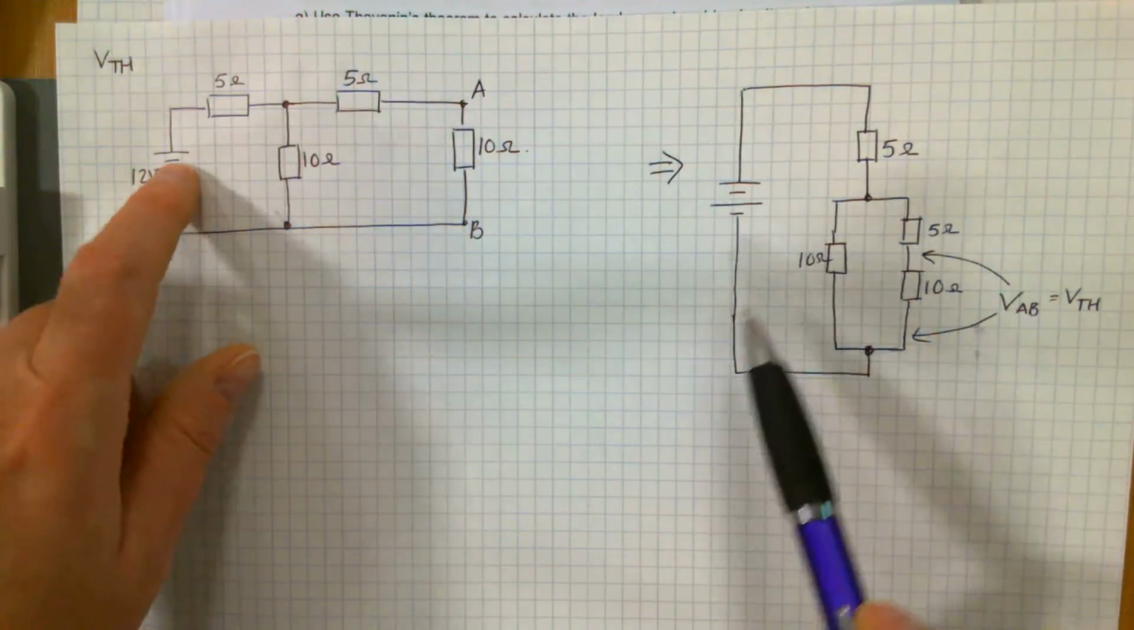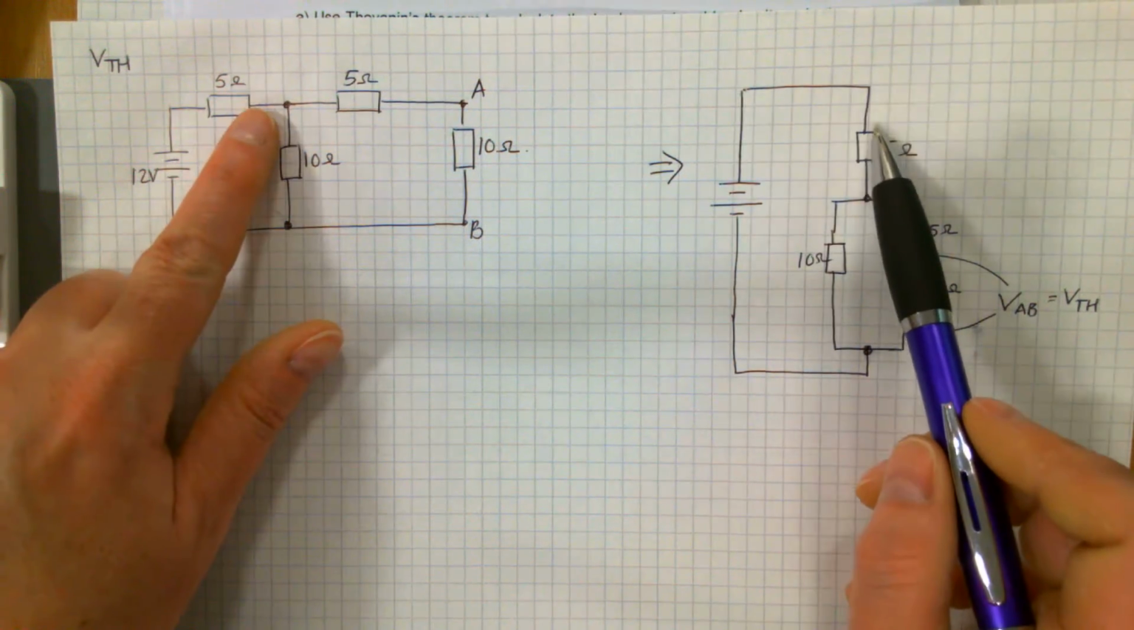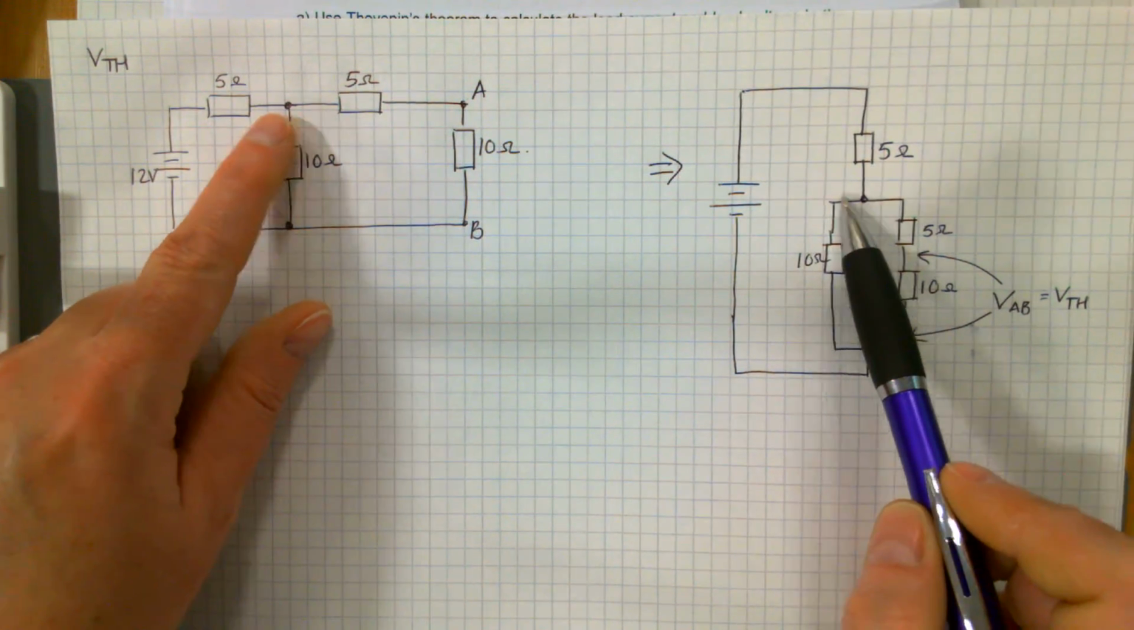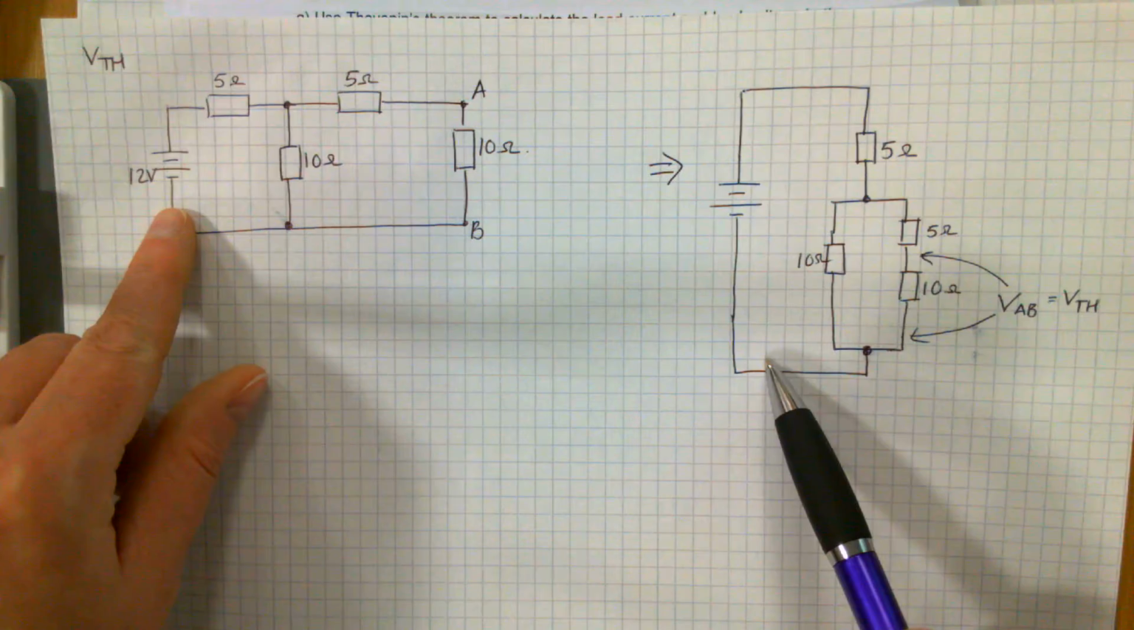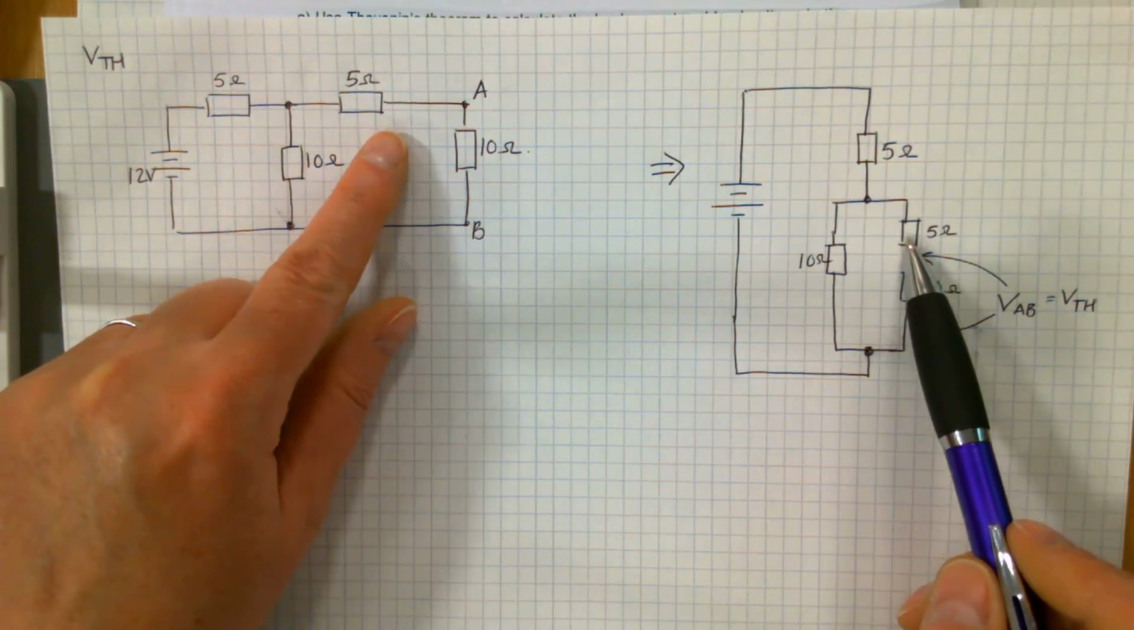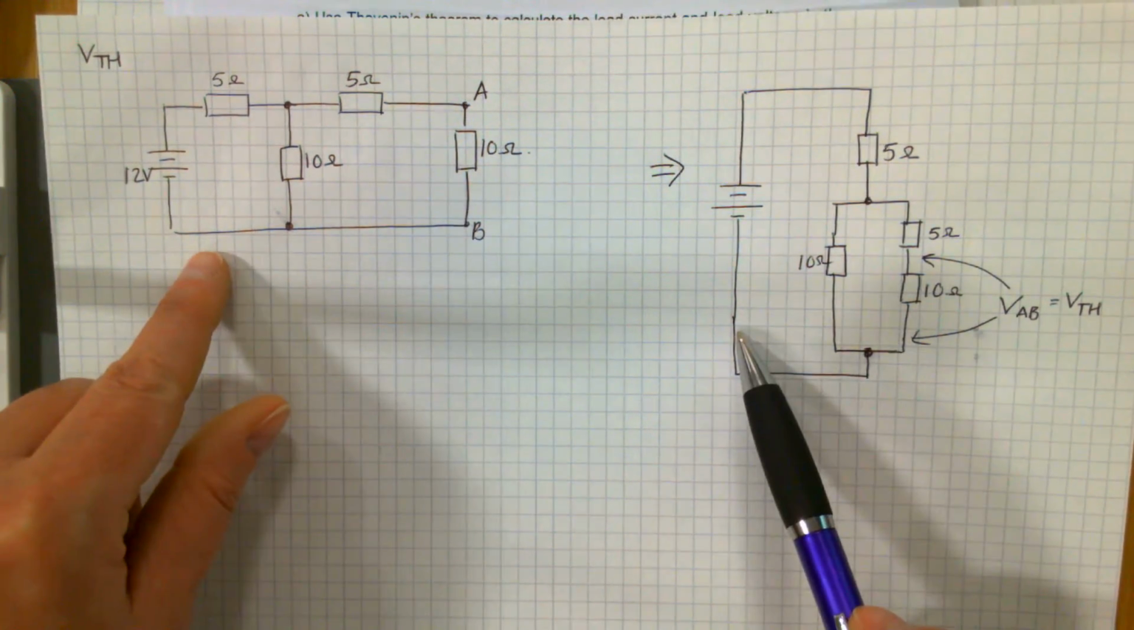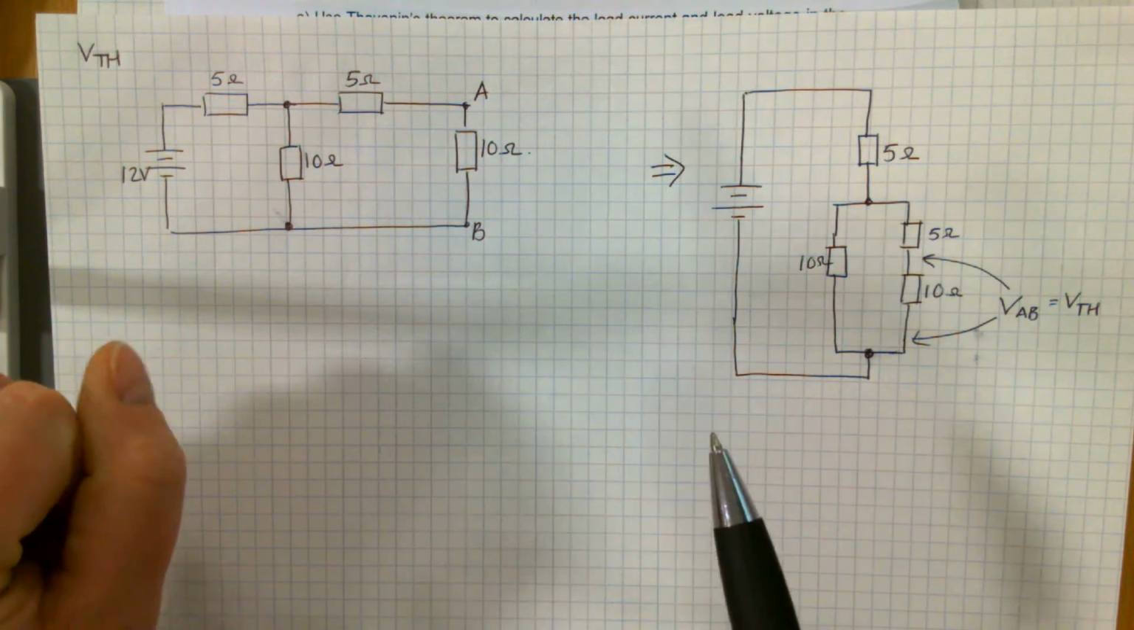So you come out your 12 volt supply, through your 5 ohms, hit a junction. One path takes you through the 10 ohms and back to the supply. The other path takes you through a 5, then a 10, then back to the supply. So it's an equivalent circuit. These are the same.